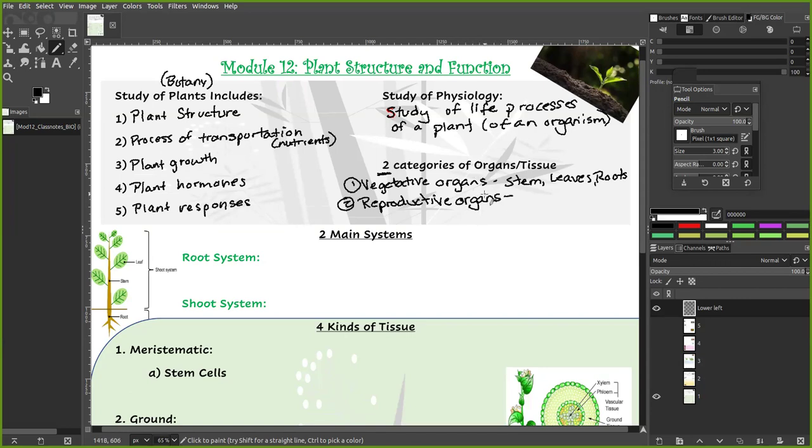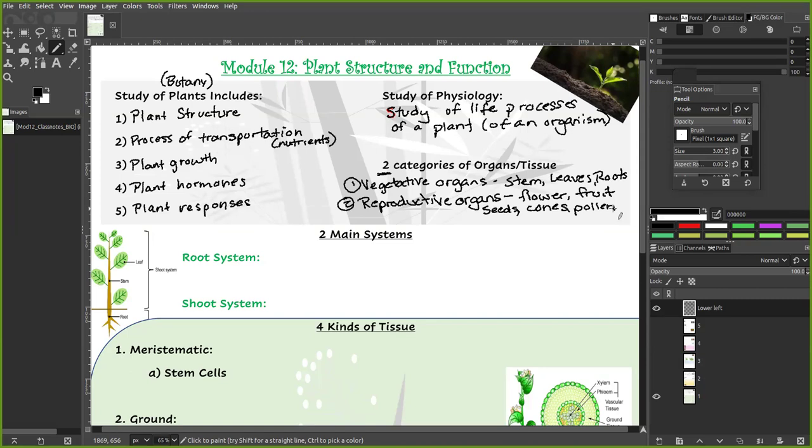And this includes things like flowers, fruit, seeds, cones. And of course, it would include any of the organs inside of a flower as well. Pollen would be included in this. So keep that in mind as we start going through these different parts of a plant.